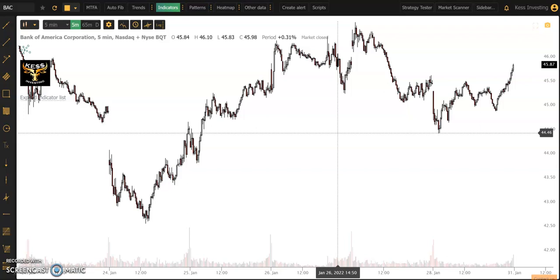And today we're going to be going over our Bank of America trade and our SPY trade, since you guys wanted to know a little bit more about my thought process as to why I took those trades.